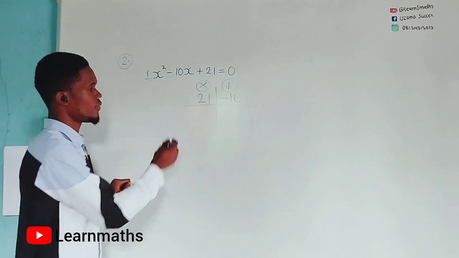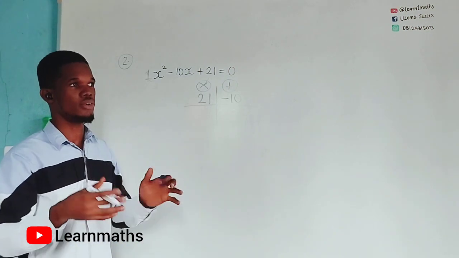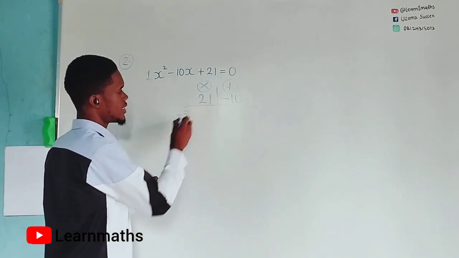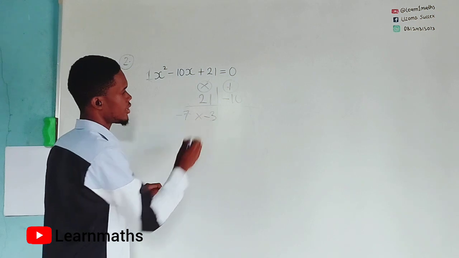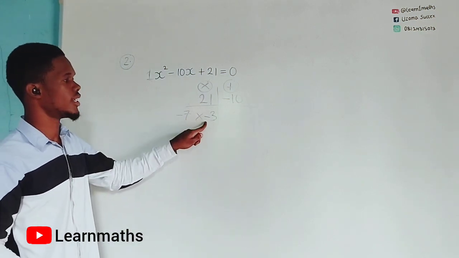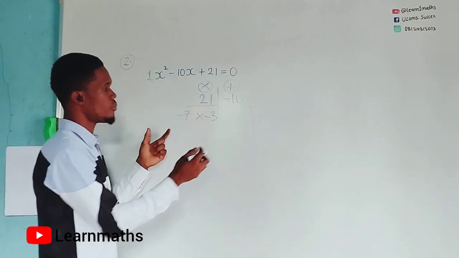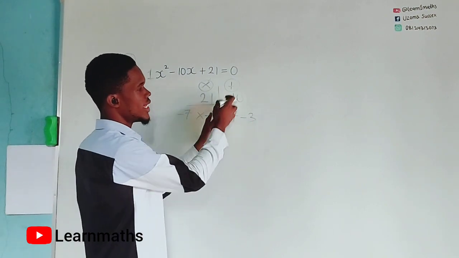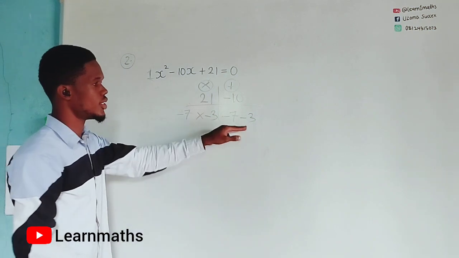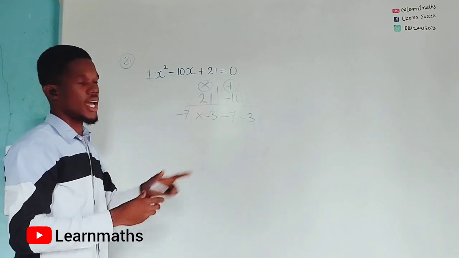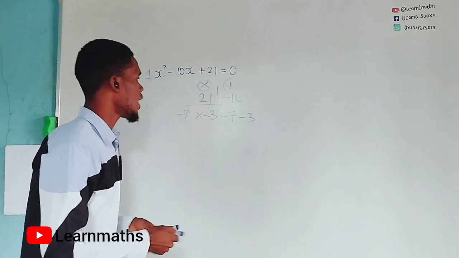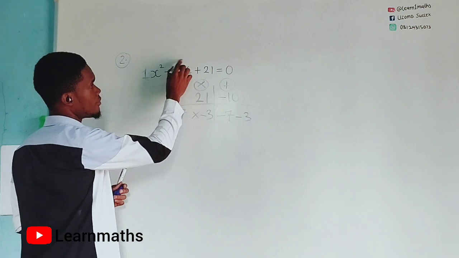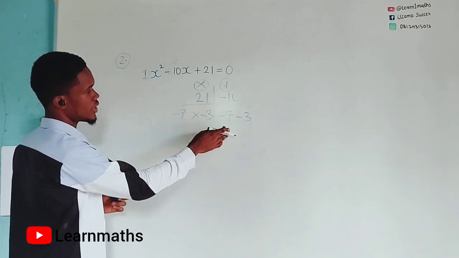What are those two numbers? You can pause this video, test your abilities, and see if you can find them. But I think they are negative 7 and negative 3. Negative 7 times negative 3 gives you positive 21, and if you put negative 7 and negative 3 together, you have a total of negative 10, right? So these are the two numbers we're looking for. Now that I've gotten the two numbers, I replace the middle term, negative 10x, with them.